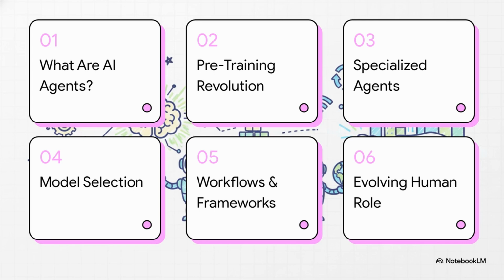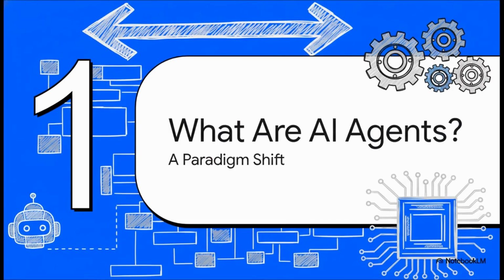Here is our roadmap for today. We are going to cover what are AI agents, the pre-training revolution, specialized agents, model selection and execution, workflows, RAG and frameworks, and finally, the evolving human role. All right, let's kick things off with section 1.